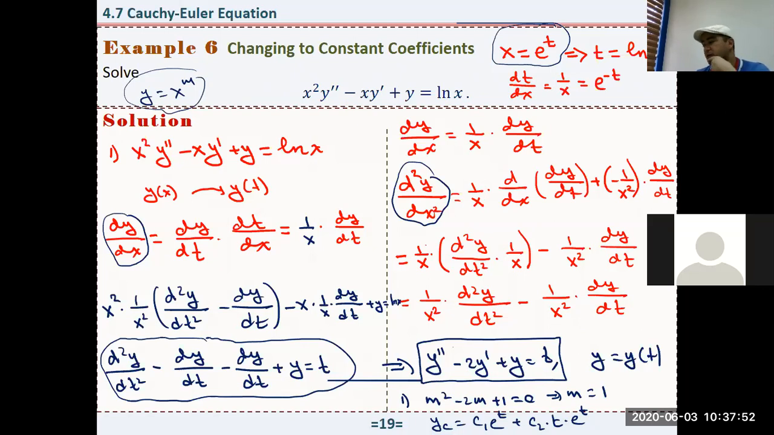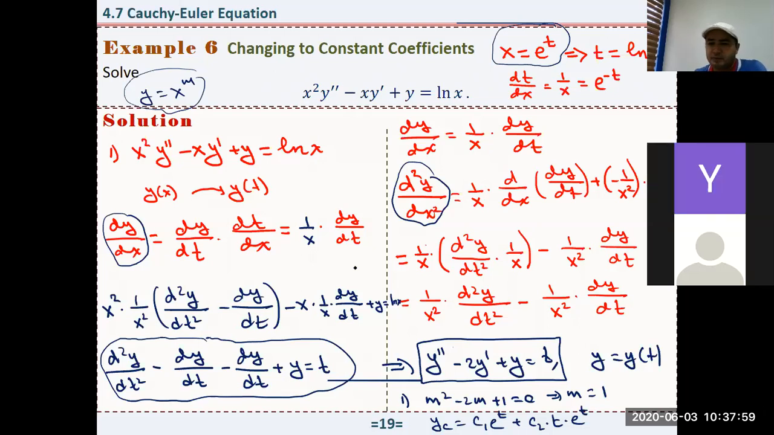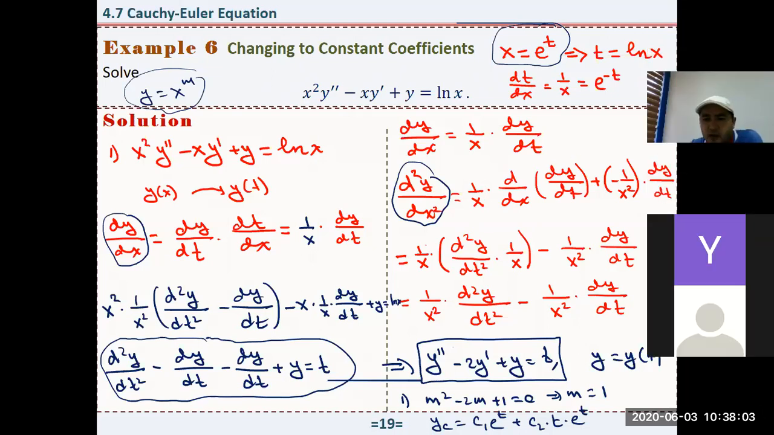Okay, Yehing, is it clear? Yes, sir. How many people are there here now? Let me see. 1, 2, 3, 4, 5. Okay.